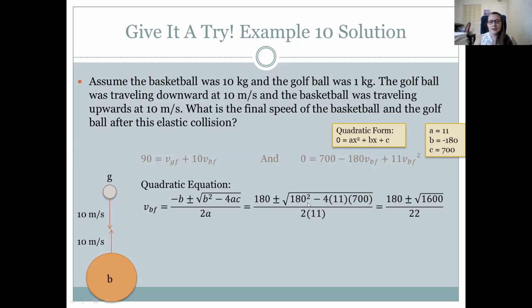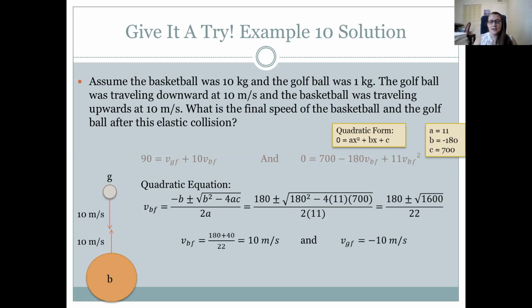And then when we actually go through and do all the math, we can simplify it even further to 180 plus or minus the square root of 1,600 over 22. And again, since we have that plus or minus symbol there, that means we're going to end up with 2 different sets of answers, and we'll have to figure out which one of those sets of answers is actually correct.